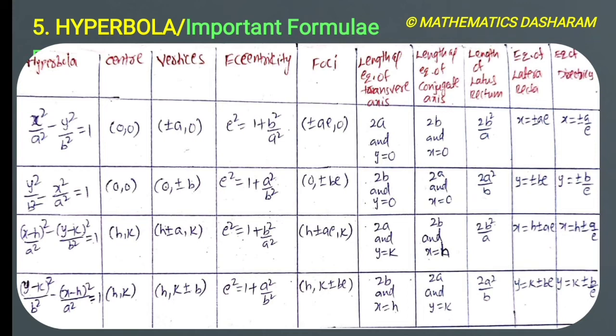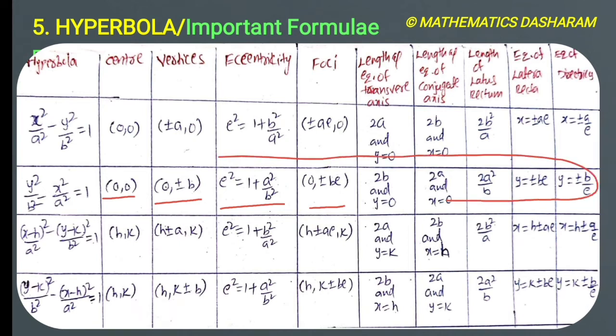Next, the second one, y square divided by b square minus x square divided by a square equals 1. It is the conjugate hyperbola. Here the center is 0, 0. Here vertices 0, plus or minus b. Here eccentricity. So there are a lot of changes in the formulas.